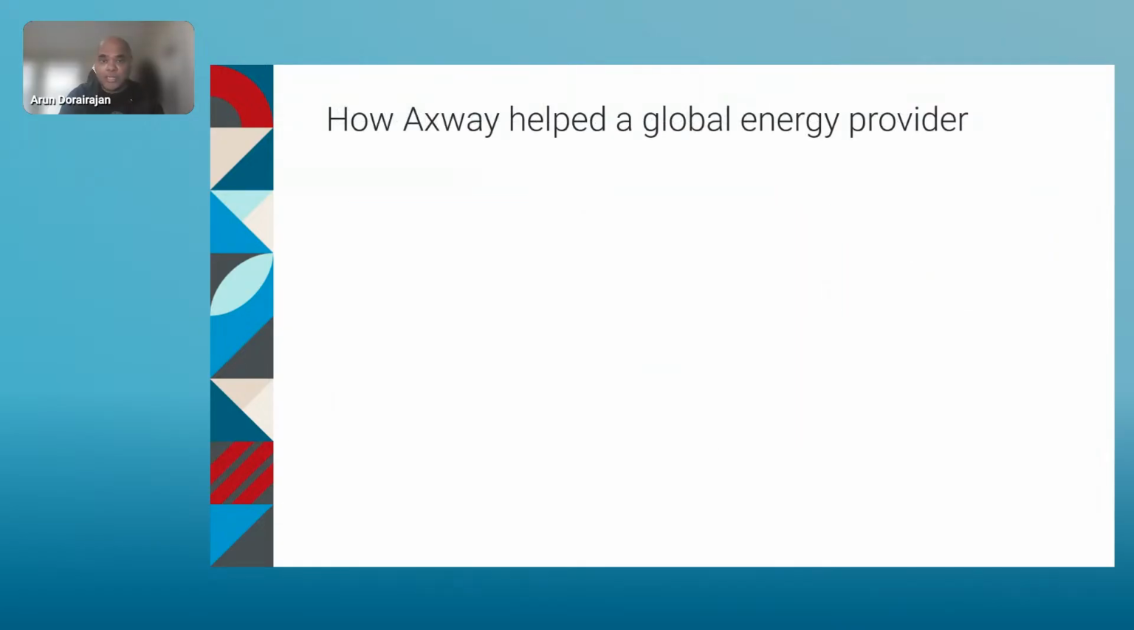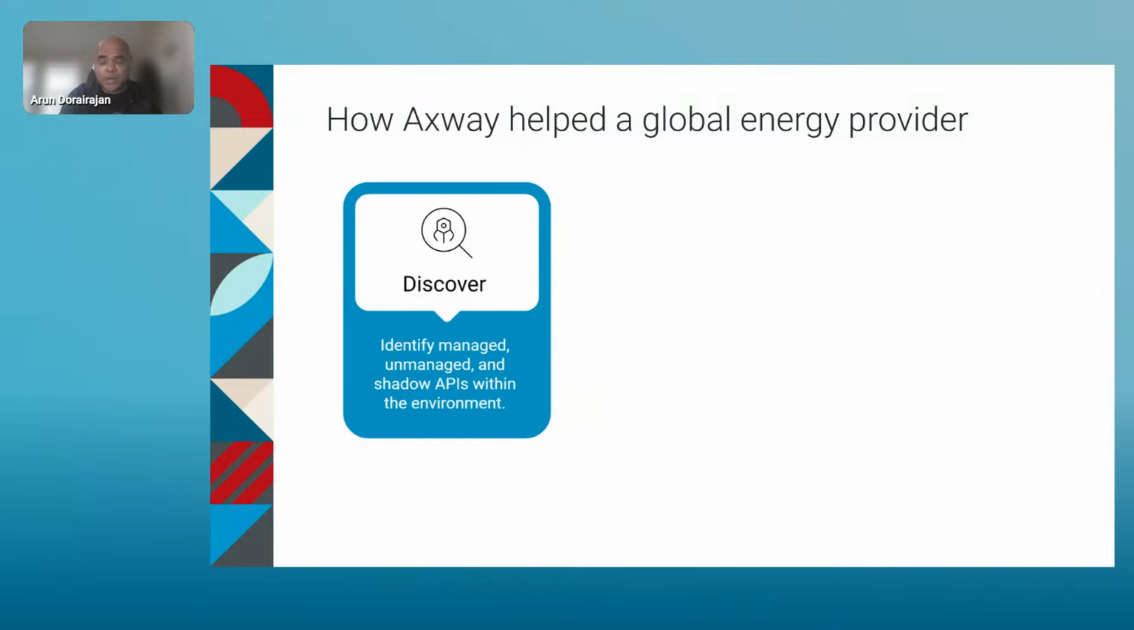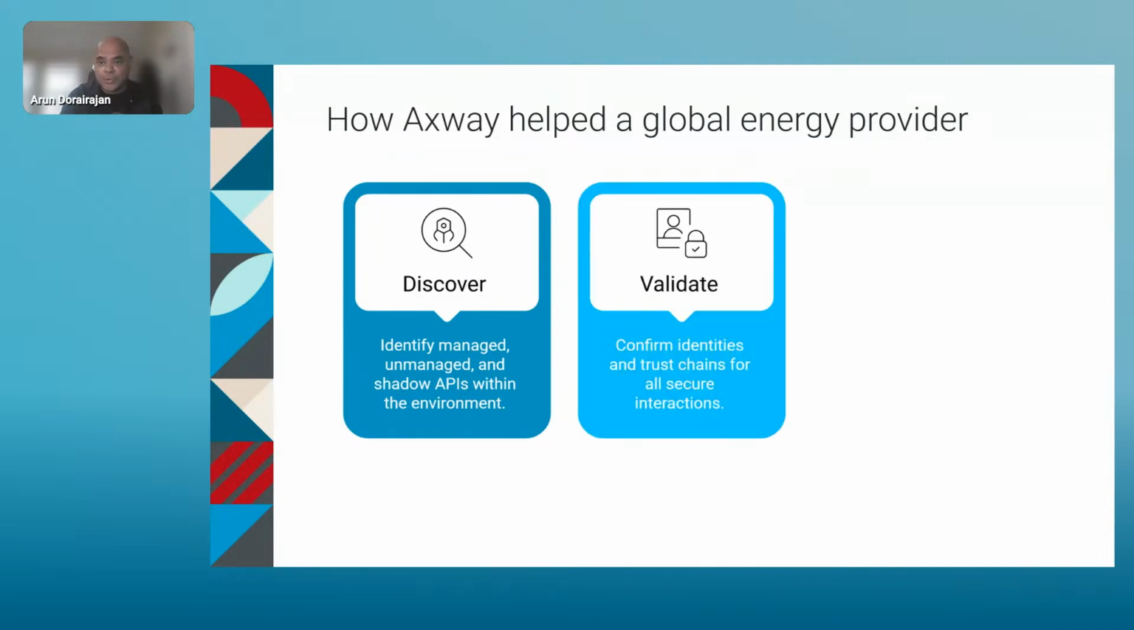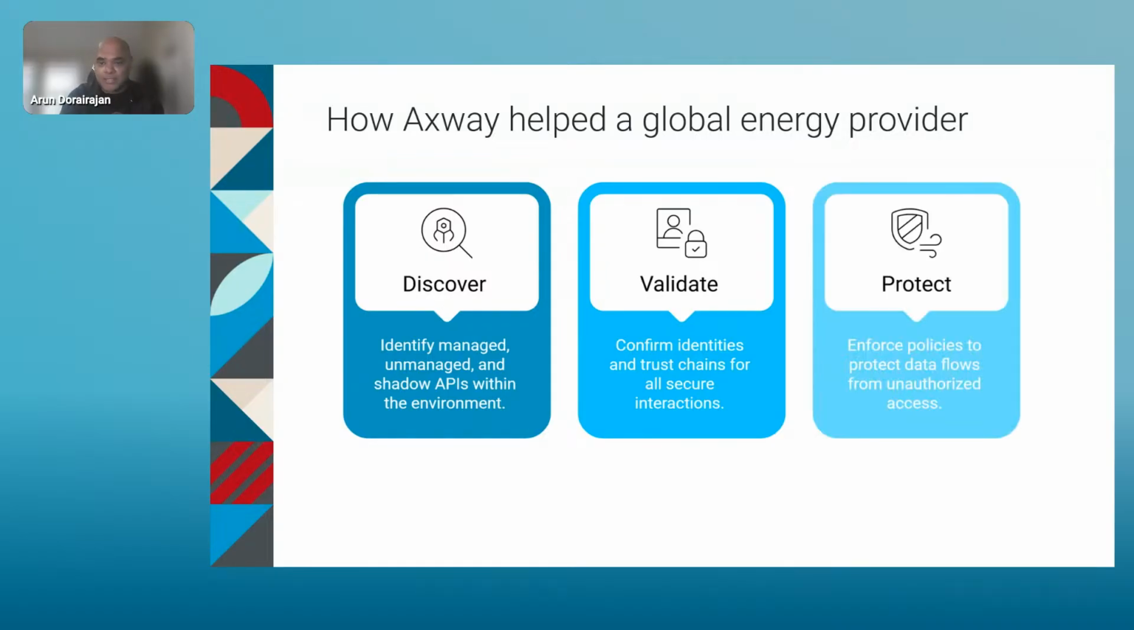Now, I want to quickly talk about a customer use case, a quick customer story. One of our global energy customers had APIs running across 5 different gateways managed by multiple teams with zero central visibility. So they used Amplify to discover every API, no matter where it lived. They applied central validation rules to ensure consistency and compliance. And then they enabled protective controls, throttling, tokenization, anomaly alerts across the entire flow.